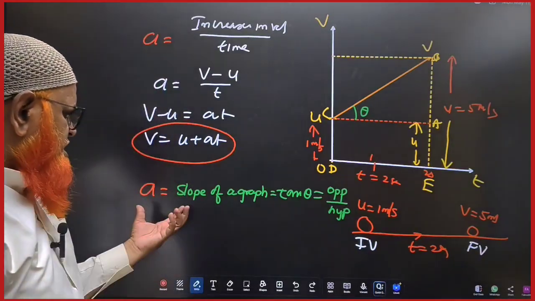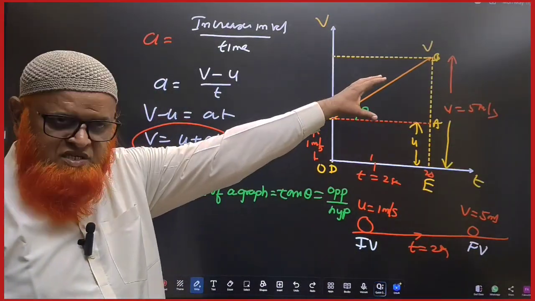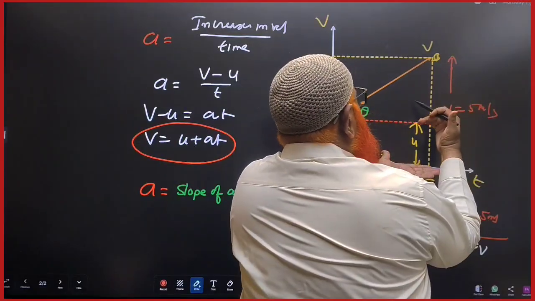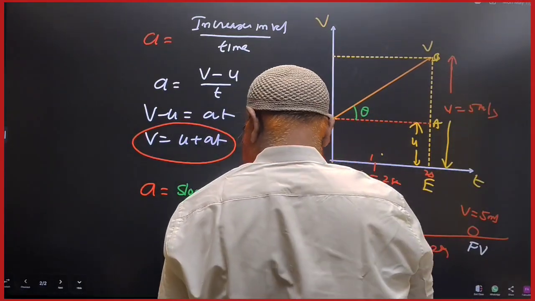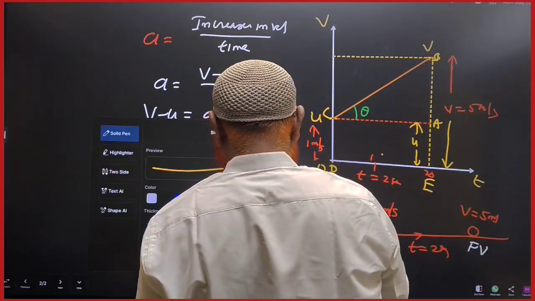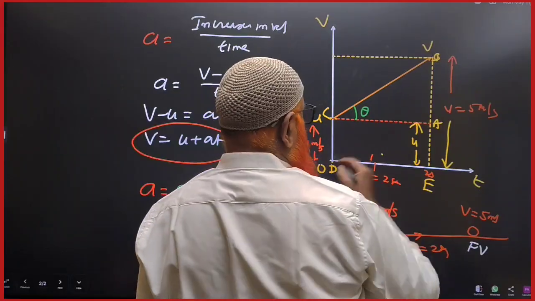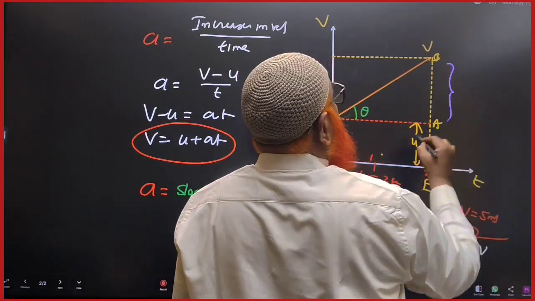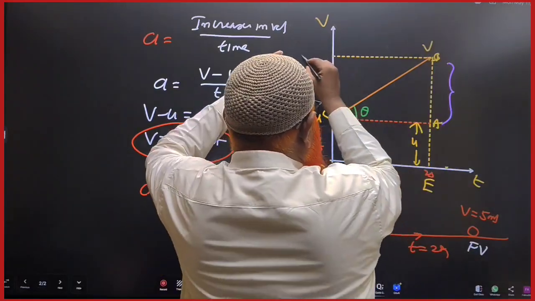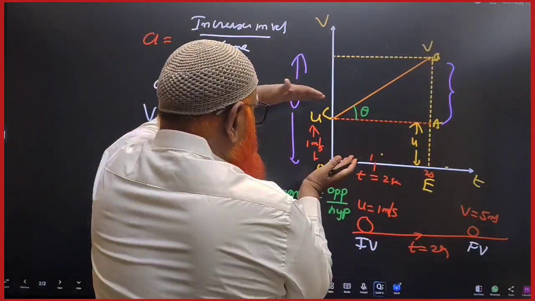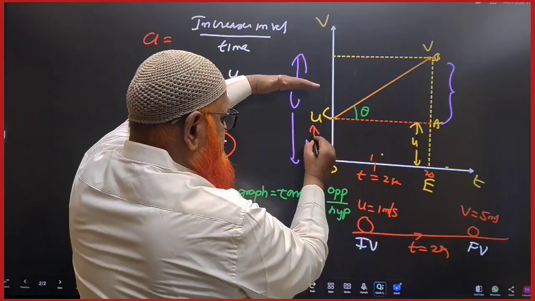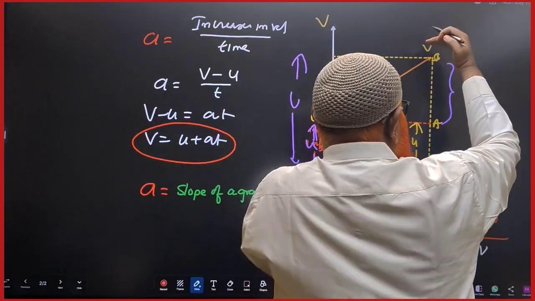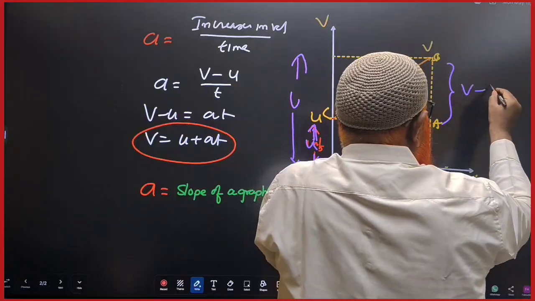Okay. So what is going to be the slope? Tan theta is nothing but opposite side. So if you want to measure the opposite side, this is V and this is U, then what is going to be this point? Okay. Now we want this part, because this is finally V. So from here to here it is V, and from here to here it is going to be U. Then I want the middle part, so we write final minus initial, that is going to be V minus U.